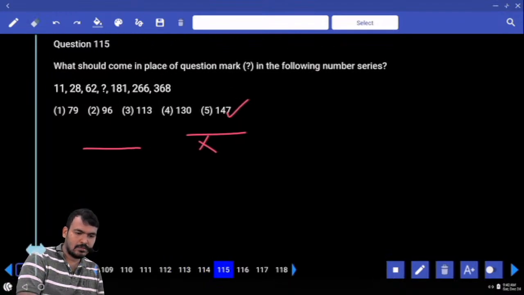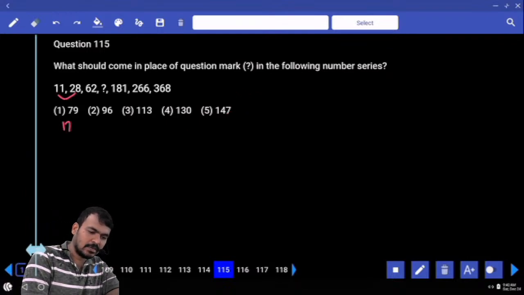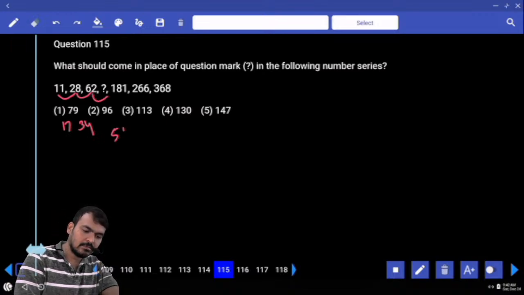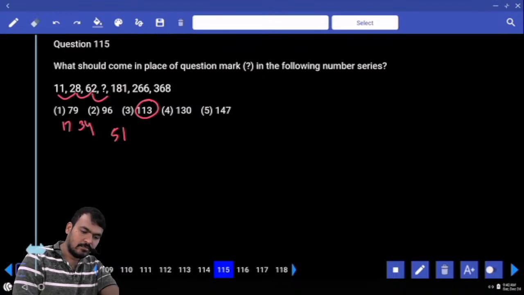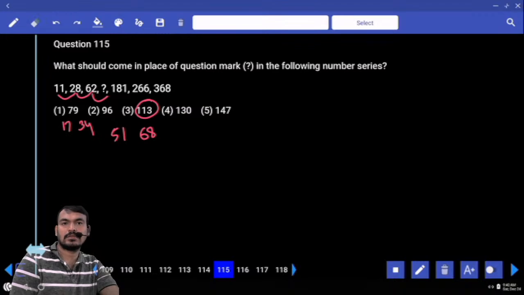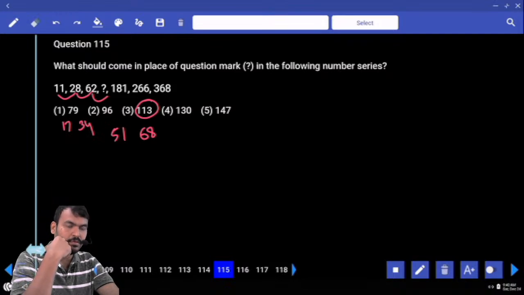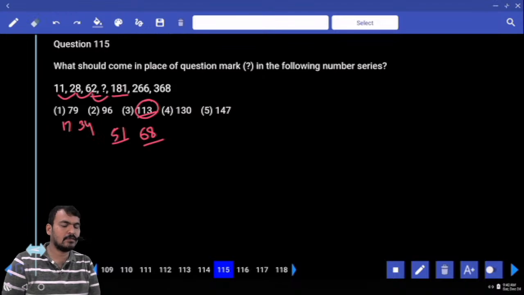115. 11, 28, 62. 11 and 28 difference? 17. 28 and 62? 34. 17, 34. Next one, 51 or not? 62 plus 51. 113. Yes or no? Next one, 68. Question 121. 62 plus 51 how much? 113. 113 plus 68, 181 or not? Just 17 multiples.